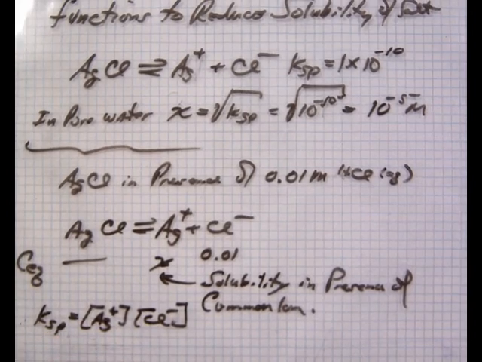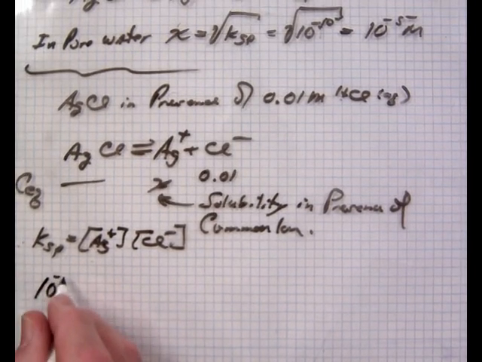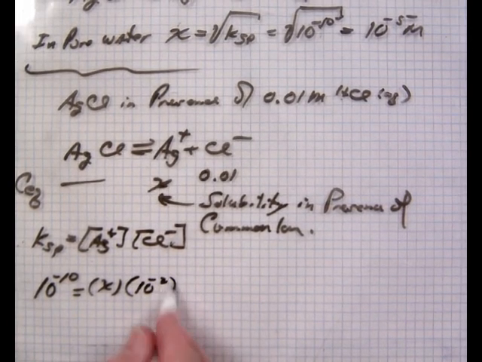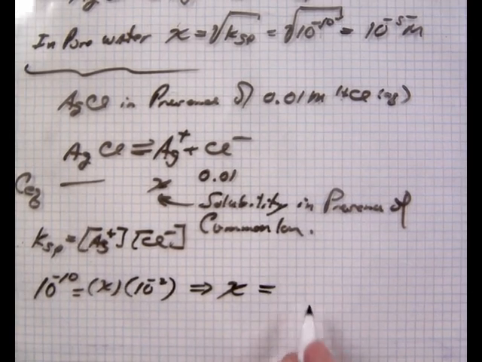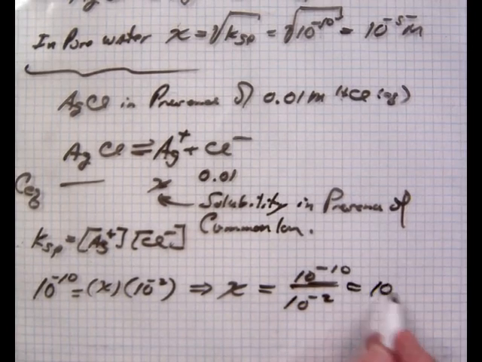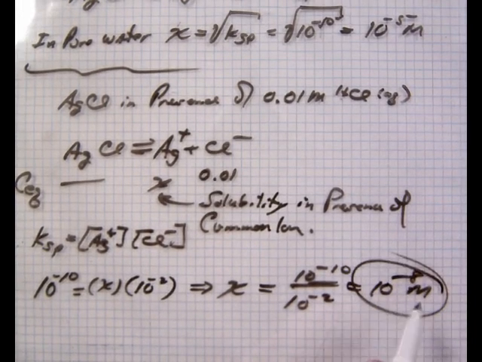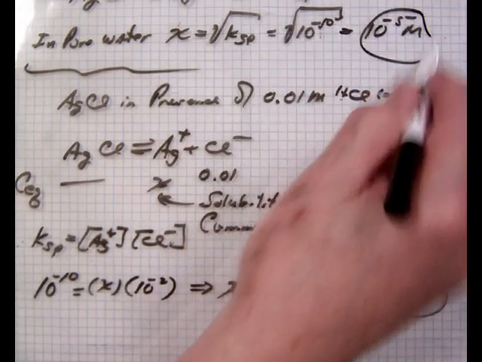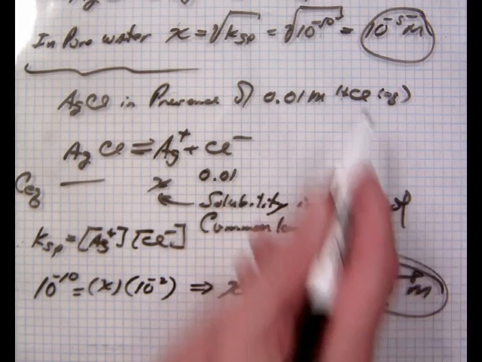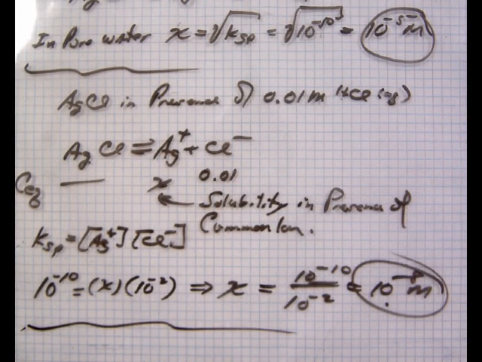So we got 10 to the minus 10 is equal to x times 10 to the minus 2. And so our solubility now is 10 to the minus 10 over 10 to the minus 2, which is 10 to the minus 8 molar. So there's your solubility with the common ion, and there's your solubility with the pure water. Now that shows a drop. And that's about the long and the short of what I'm going to show you on common ions. It's either going to knock it down or not.